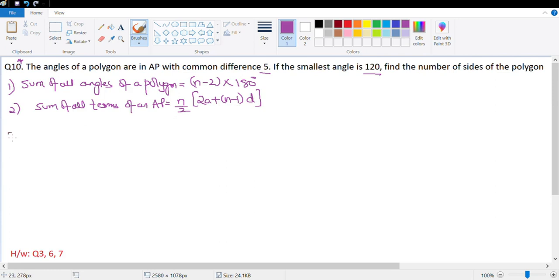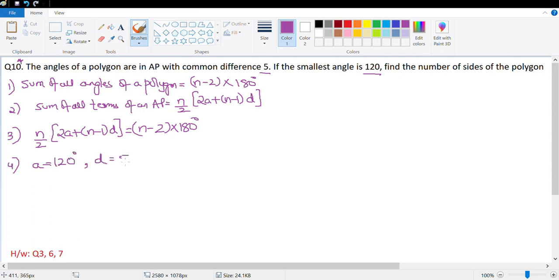we can equate this, which means what we'll have is n upon 2 times 2a plus n minus 1 times d would be equal to n minus 2 multiplied with 180 degree. In this case, the smallest angle is 120 degree, which means a is equal to 120 degree. Common difference is 5 degree. Let's substitute values and see what we get.